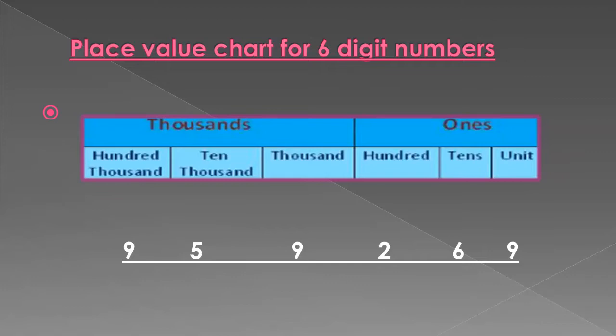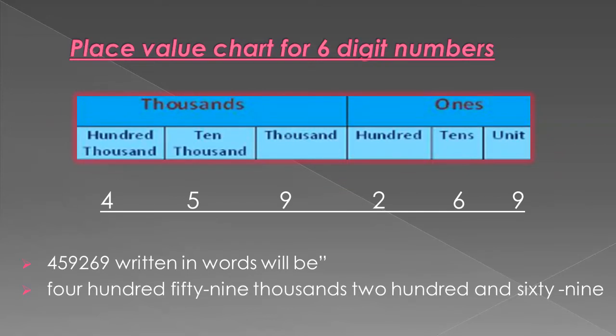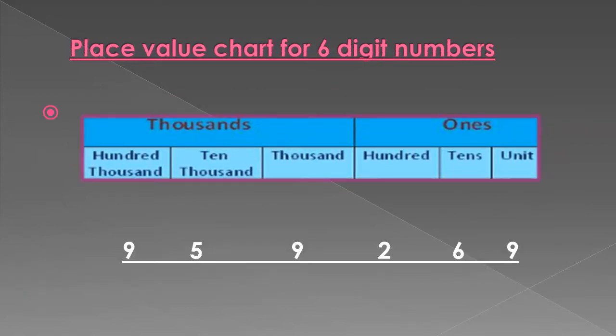In a place value chart, a 6-digit number has ones and thousands periods. Well, we are going to group the digits according to the period. Let's consider a number like 459269. Now place the 6-digit number in the place value chart. For writing the 6-digit number, group the digits according to the period in the table to spell out this number.